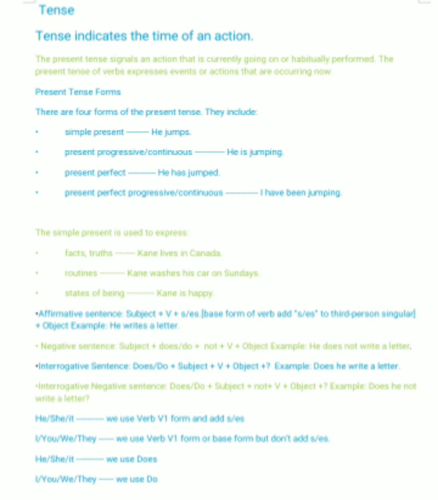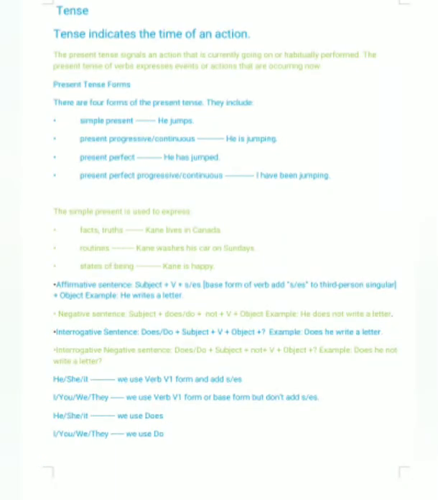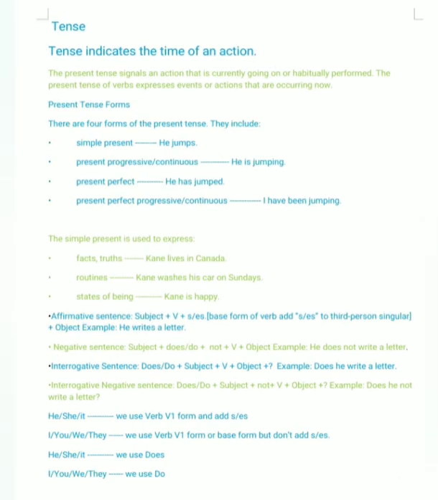Okay. So the present tense signals an action that is currently going on or habitually performed. The present tense of verbs expresses events or actions that are occurring now. So present tense forms are simple present, present progressive, which can also be called present continuous, present perfect and present perfect continuous. Okay. So the simple present is used to express facts or truths like Kane lives in Canada.